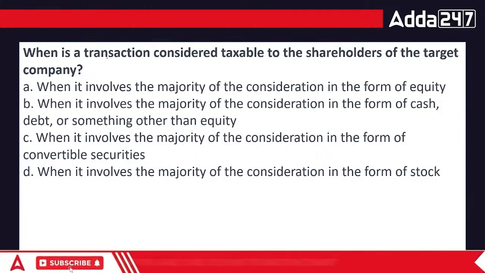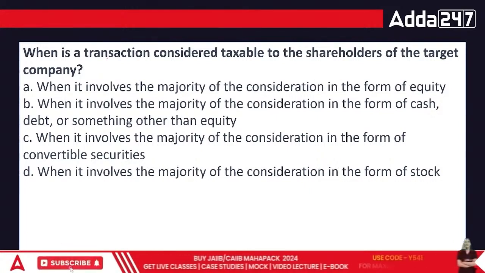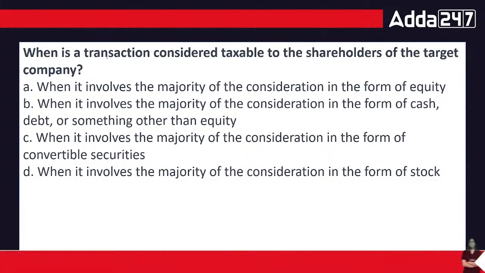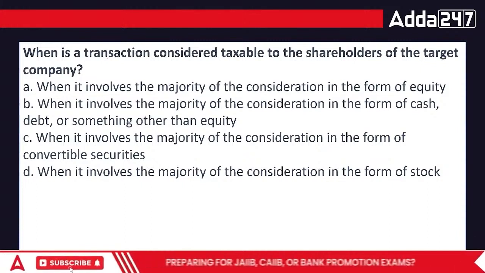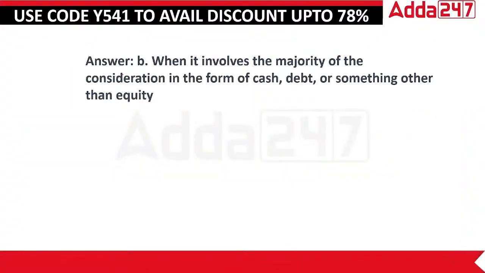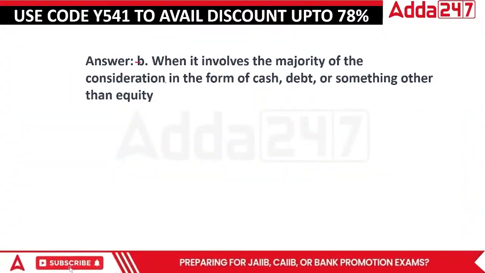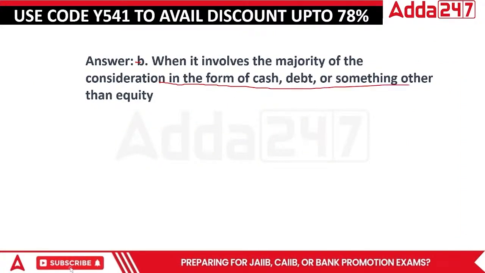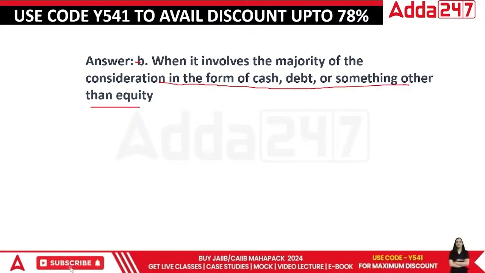When it involves a majority of the consideration in the form of equity, when it involves a majority of consideration in the form of cash, debt, or something other than equity, when it involves a majority of consideration in the form of convertible securities, or when it involves a majority of consideration in the form of stock. The answer is when there is a mix of all these things: cash, debt, and something other than equity.